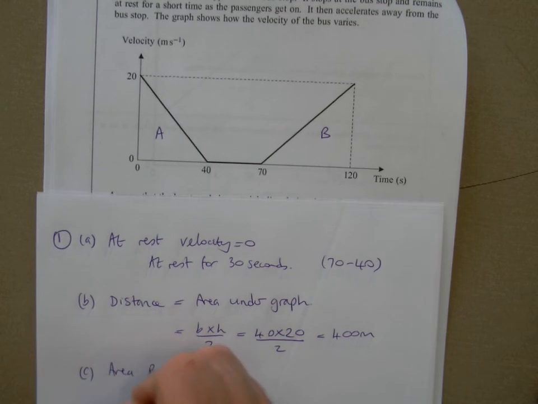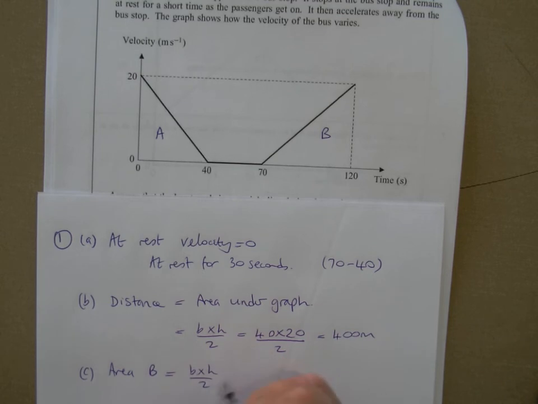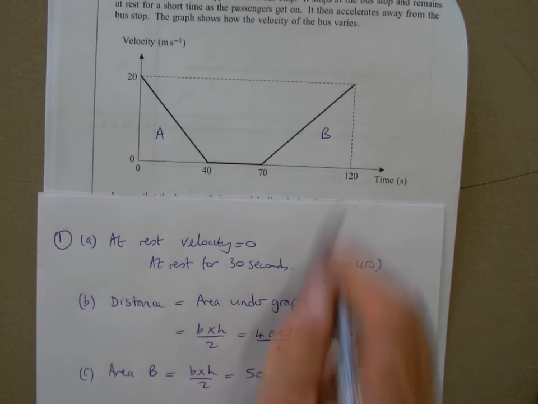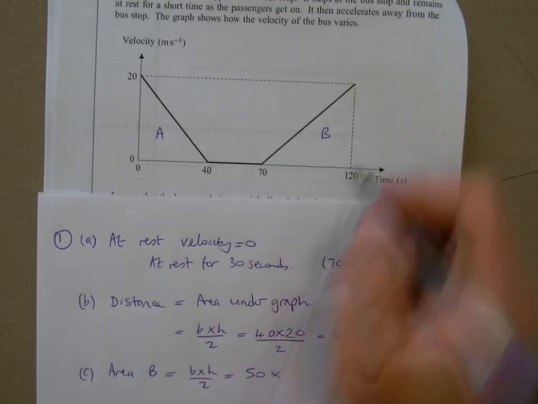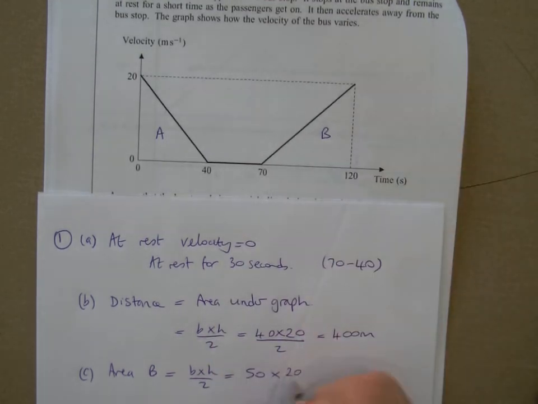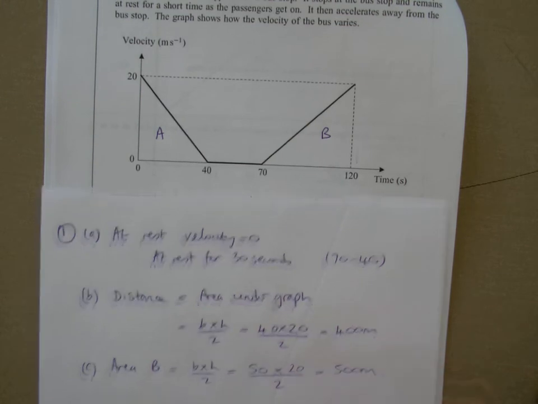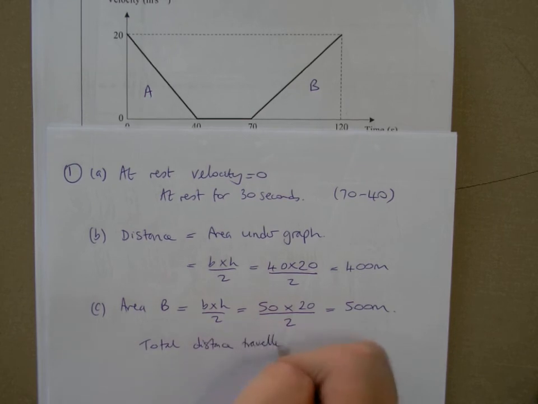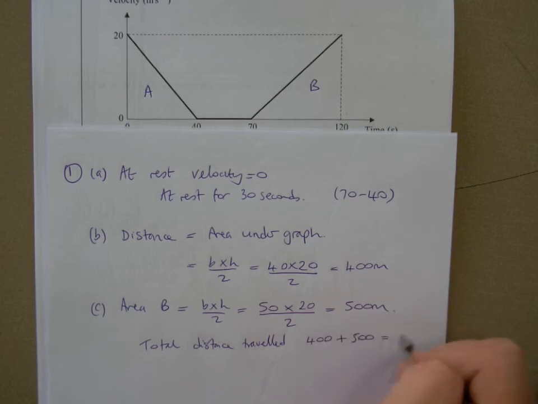Yeah. So what I'm going to do then for C is work out area B, and then I can get my total distance. So area B will be, well, again, base times height divided by 2. Okay, so the base in this case will be 50. Okay, 120 take away 70 times the height, which is 20. Divide the whole thing by 2, so that comes out to be 500 meters. So total distance travelled will be the two distances before the stop and after the stop added together, so we get 900 meters.